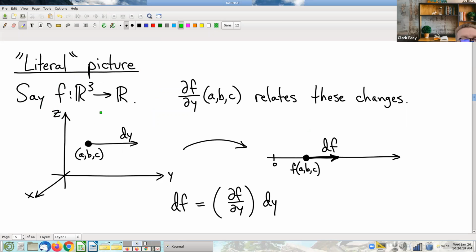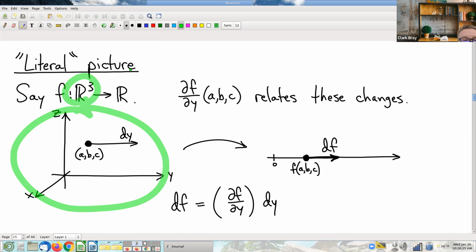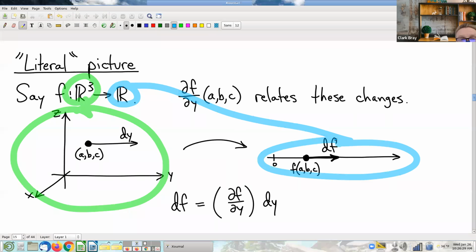Well, one option is what I like to call, again, the literal picture, where you literally draw the domain, and you literally draw the target, and the action of the function that takes points from the domain and lands them in the target. Let's represent that action with an arrow. It's just very directly what the function fundamentally is.